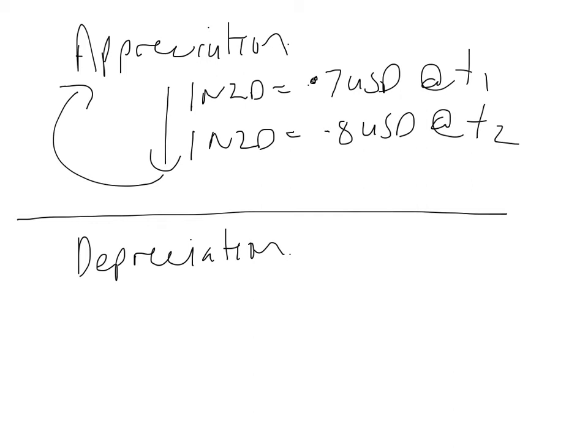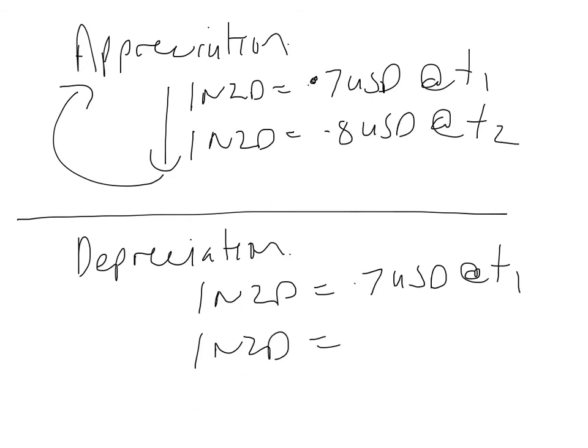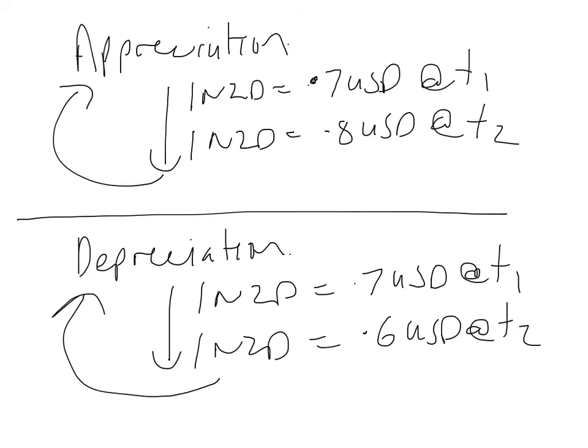Okay, what about depreciation? Well, look, let's go back here. 1 New Zealand dollar equals 0.7 US dollars at T1. Yep, that's okay. 1 New Zealand dollar equals 0.6 US dollars at T2. Can you see what's happened over time? The New Zealand dollar now buys less US dollars, doesn't it? The New Zealand dollar has lost value against the US dollar, and so we talk about depreciation.